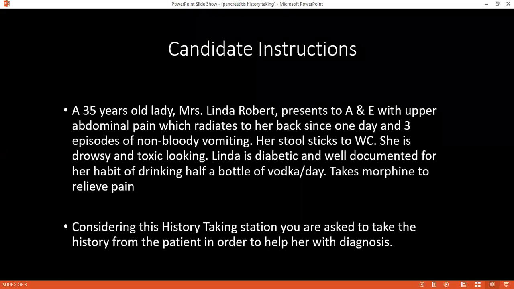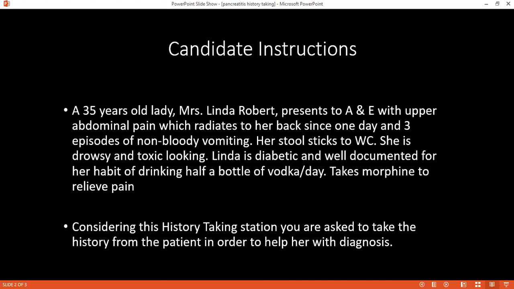Yes, this is Mrs. Robert, a 35-year-old lady presented to us with abdominal pain in the epigastric area, which has radiated to the back for the last 3 days. There is also an association of vomiting, 3 episodes. She is also taking some medication for pain relief, like morphine, 1 tablet per 24 hours. So what are your differential diagnoses for this patient?